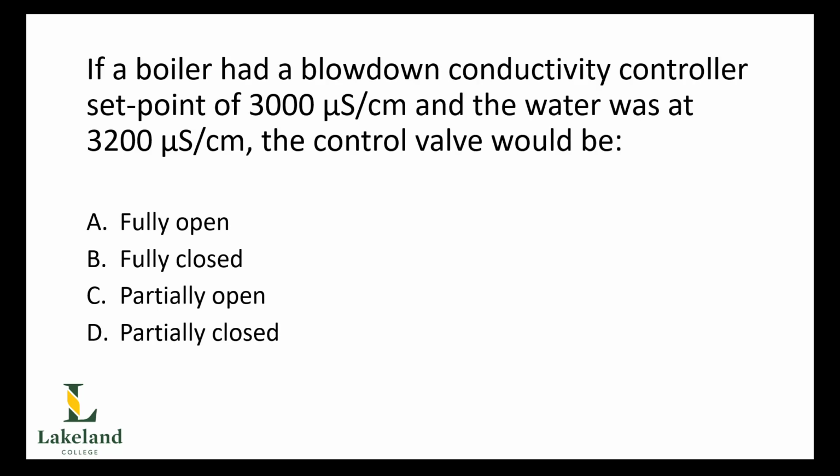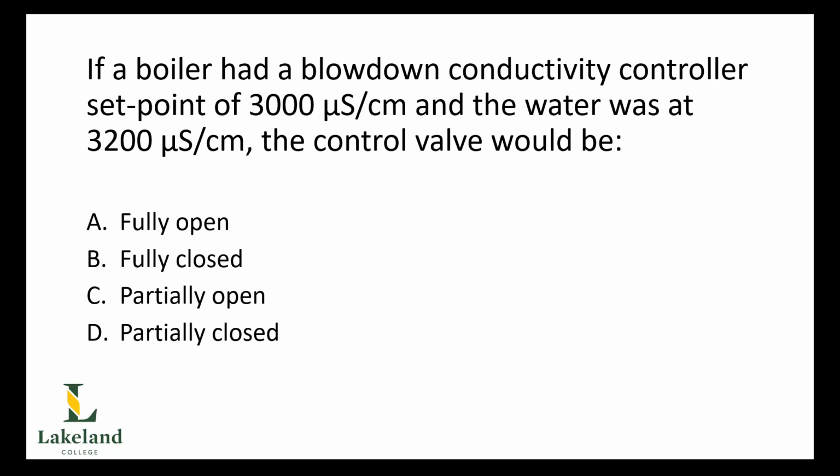Next one. If a boiler had a blowdown conductivity controller set point of 3000 microsiemens per centimetre and the water was at 3200 microsiemens per centimetre, the control valve would be what? Fully open, fully closed, partially open, or partially closed? Okay, so let's look at the set point. The set point is 3000. If we're below set point, the valve will be closed. If we're above set point, the valve will be open. This type of controller is a proportional controller.